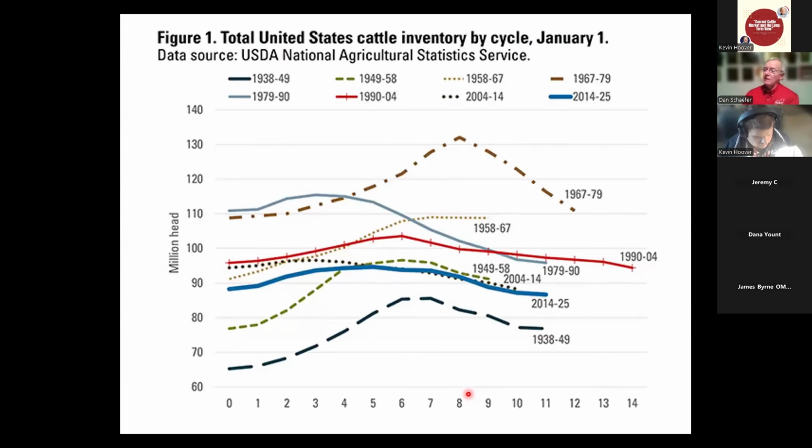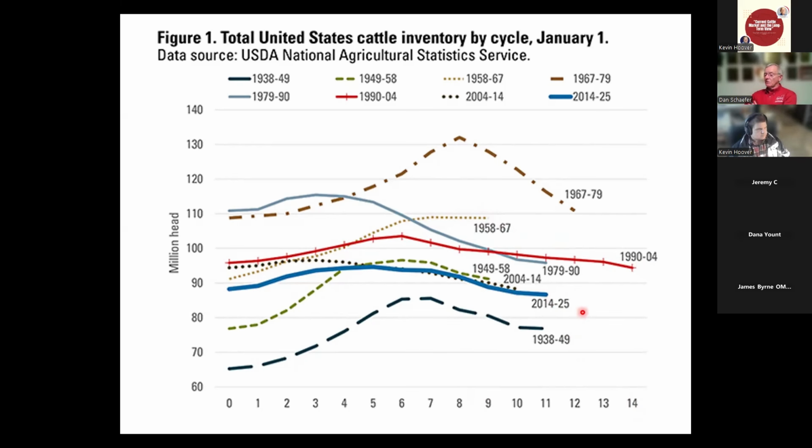Shown on this slide is a depiction of all the cattle cycles from 1938 through 2025. And if you look on the x-axis, you'll see that these cattle cycles range from 9 years out to 14 years. The rule of thumb is that the cattle cycle lasts about 10 years. So we are presently in the cattle cycle that started in 2014. We have finished 11 years. We're entering the 12th year of the current cattle cycle.